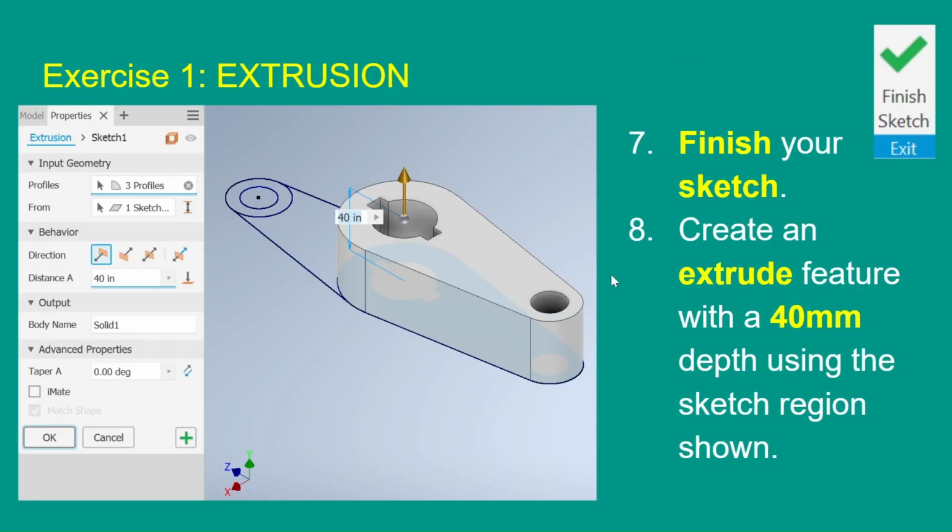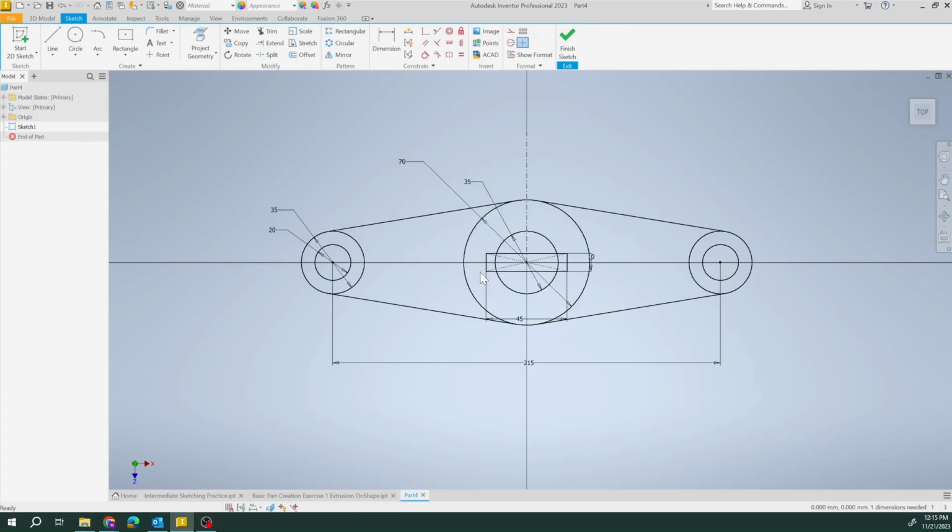So here's where it gets to be easy. I can now extrude, right? The first extrusion is going to be 40 millimeters, and I'm going to have 3 profiles. So it's going to be this outer profile, right? This profile and this outer profile, not the inner.